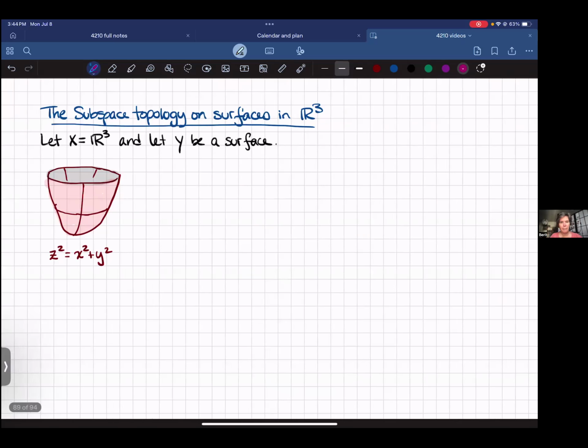Let's look at an example. Let's say that we have z equals x squared plus y squared. I have a typo there. Z equals x squared plus y squared. That looks like a paraboloid. It's just the surface of the paraboloid, not an inside. And imagine I take a big 3D open ball and intersect it with that surface. What will I get?